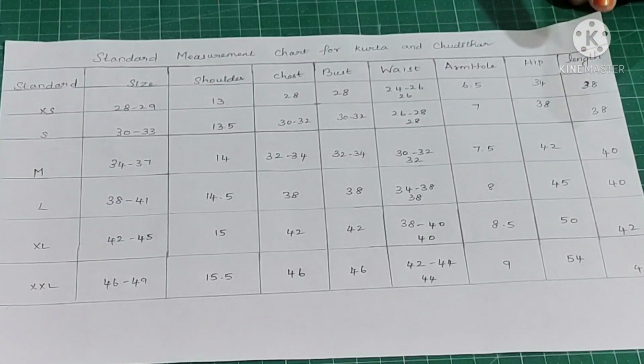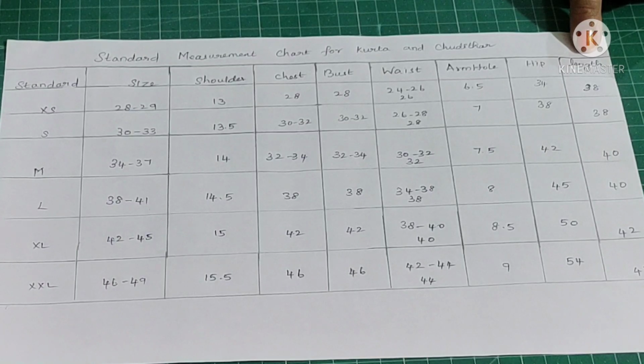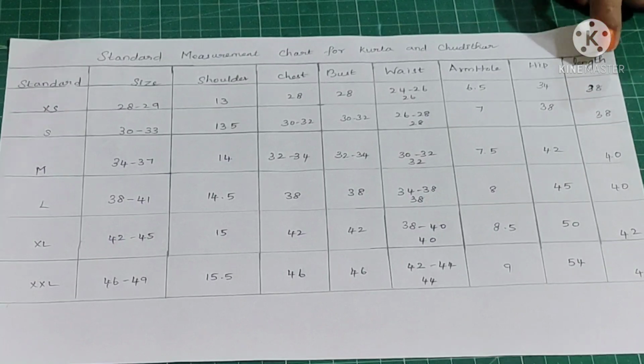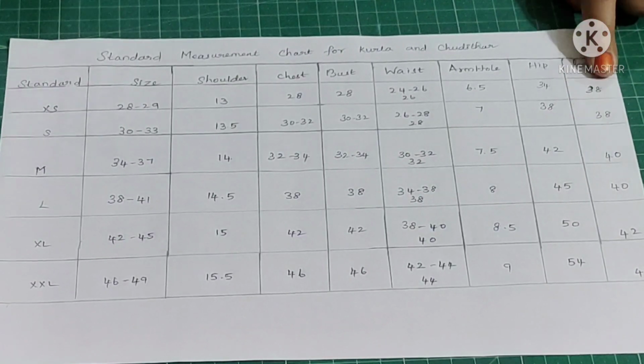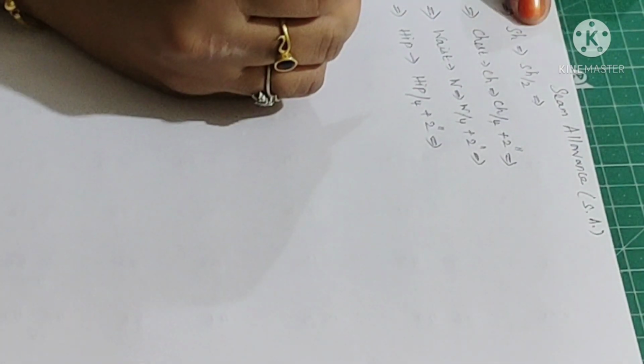Again, it depends upon the type of kurti you are cutting. If it is regular, it is 38. If it is a salwar, then it is 2 inch less, and for anarkali and umbrella type, it may be some 3 to 4 inch more than that. So now I'll show you the seam allowance. For all garments or fabrics, we need seam allowance.